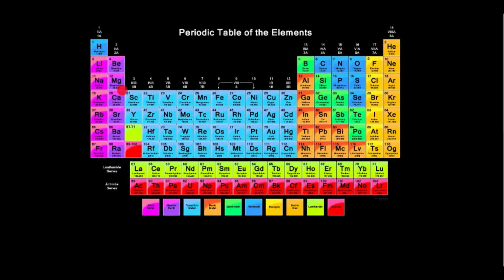Group second of the periodic table. This is group second of the periodic table. This group is known as the alkaline earth metal group, or the beryllium family.